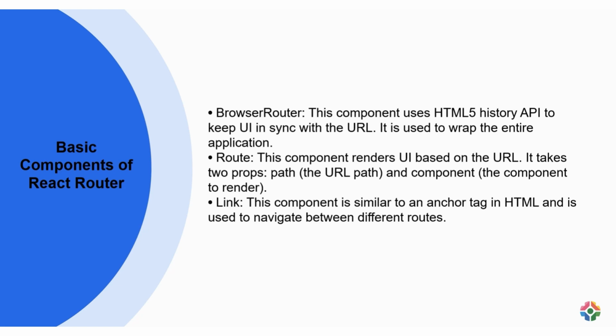For example, if you have a React application with different pages like home, about, and contact, you can utilize BrowserRouter to manage the navigation and route components to render the respective pages based on the URL path. Additionally, link components can be utilized to create navigation links between these pages, improving user experience and enhancing the overall functionality of the application.